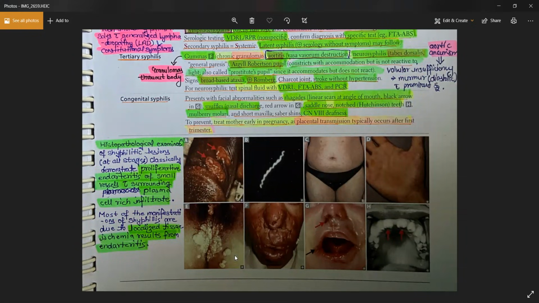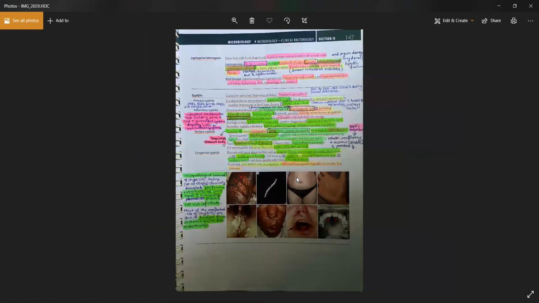Very important. These are the warts that you see in syphilis, the condyloma lata. These are the maculopapular rash, and as you can see, these rashes are involving your palms and the soles. Any doubt in the syphilis?